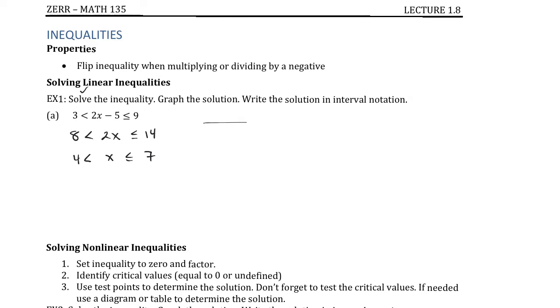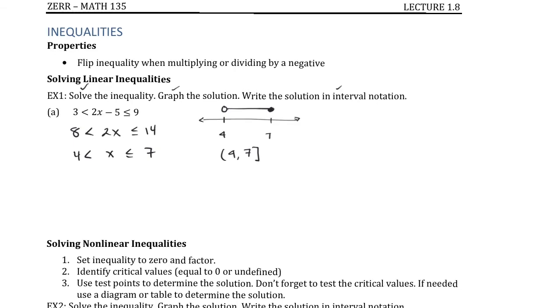Now I need to graph that. So at 4, and then at 7, it's greater than 4 and less than 7. And now in interval notation, a parenthesis is for less than, where it's not including that 4, and then a bracket is including the 4.